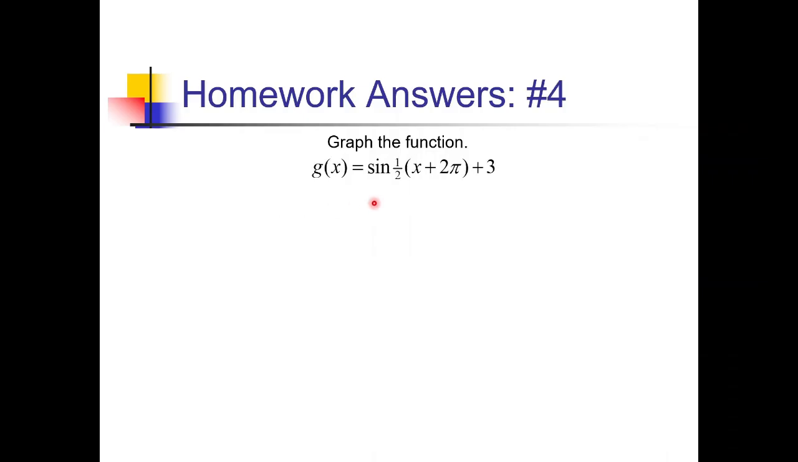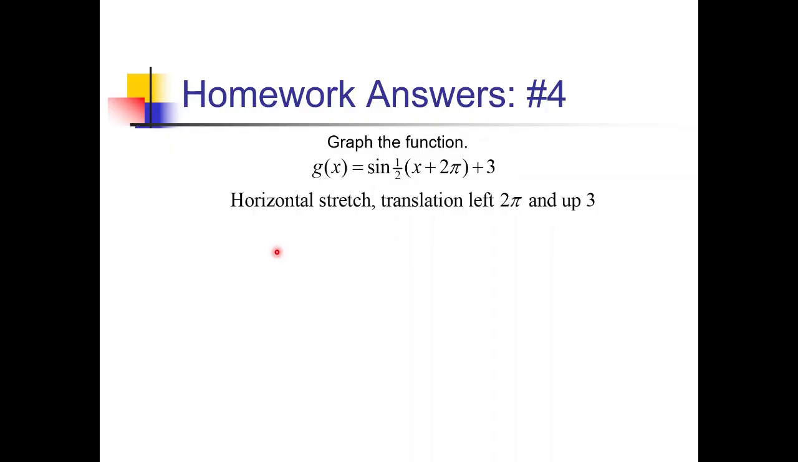For this problem, we're trying to graph this transformation of the sine function. Let's first figure out what the transformation involves. This 1/2 here is giving us a horizontal stretch. The plus 2 pi inside the function is actually shifting us left 2 pi, and the plus 3 outside the function is shifting us up 3. So we have a horizontal stretch and a translation of left 2 pi and up 3.